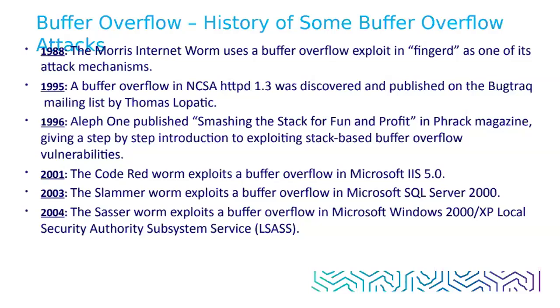The Morris worm exploited a buffer overflow vulnerability in the fingerd service to spread automatically. So the Morris worm demonstrated that a programming error could be exploited remotely, that malware could spread automatically across the network, and that buffer overflow vulnerabilities could have widespread consequences.